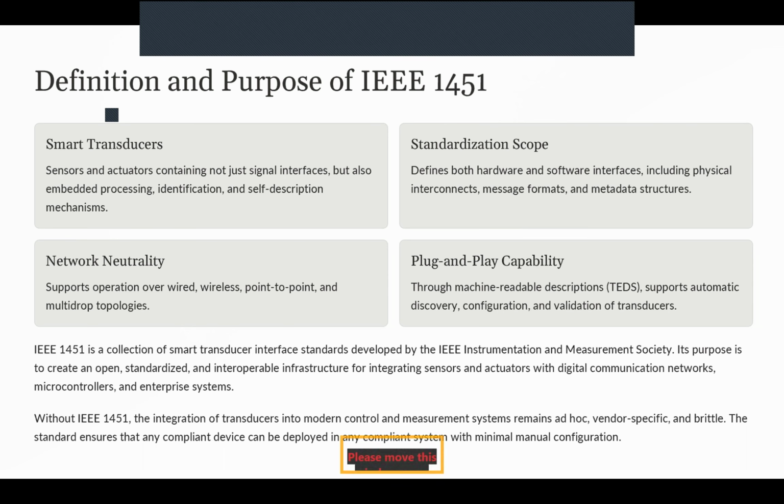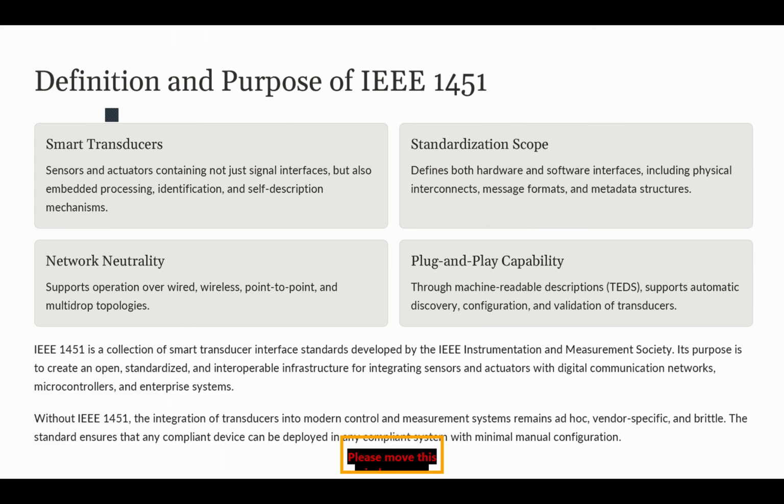Now, as we said, there is plug and play capability. What do we mean by that? So when we define the TEDS, the true machine-readable description that we have, which is short for transducer electronic data sheets, basically any sensor or actuator that complies with this standard can be automatically identified, configured, and validated by the host system.